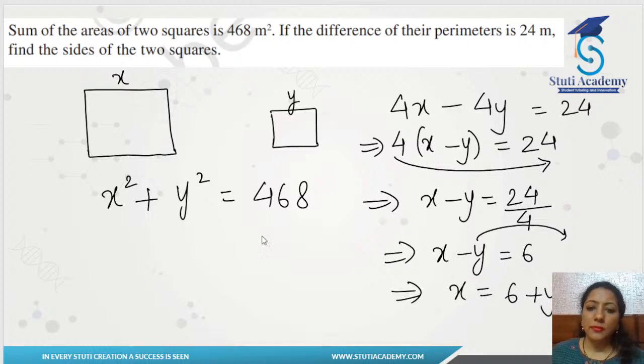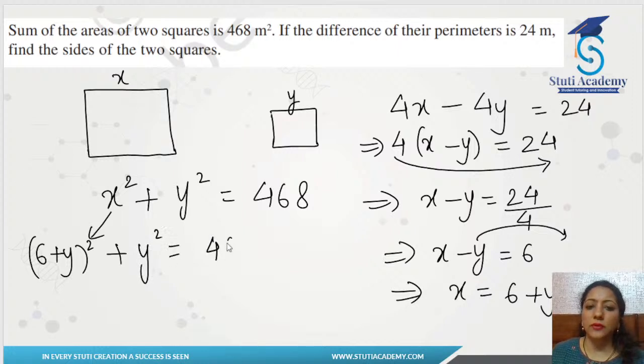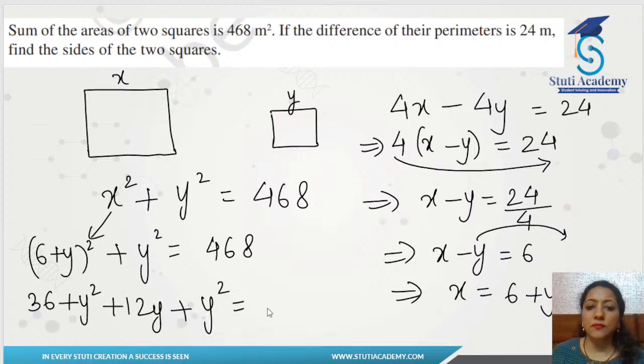Now, we can replace this x by 6 plus y here. So we will get (6 plus y) square. This y square I'm writing as it is. And then we have 468. We can now open the bracket. This is of the form (a plus b) whole square, that is a square plus b square plus 2ab. And this y square I'm writing as it is. And then we have 468.